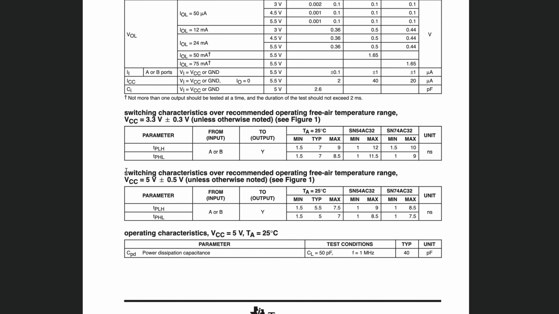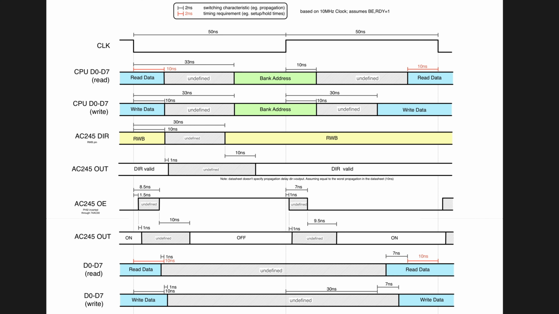And if we look at the switching characteristics at 5 volts, we can see that the propagation delays are actually identical to those of the AND gate. So let's update our timing diagram with those values. So these are the values before. And so these are the new values. So you can see that for the output enable of the buffer, we have quite a bigger undefined state.